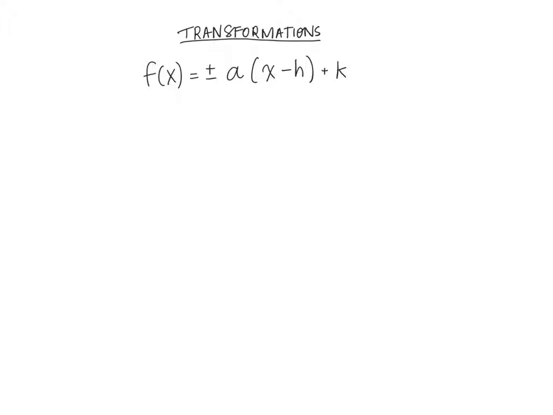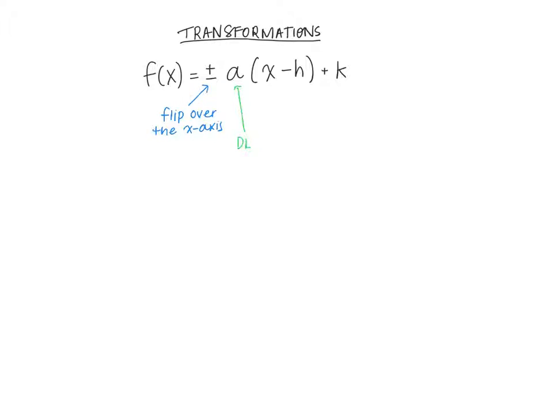So we said if we ever have a negative outside of my parent function, that means that we will have a flip or a reflection over the x-axis. The next thing we talked about is this letter A. So the letter A is going to be our dilation.